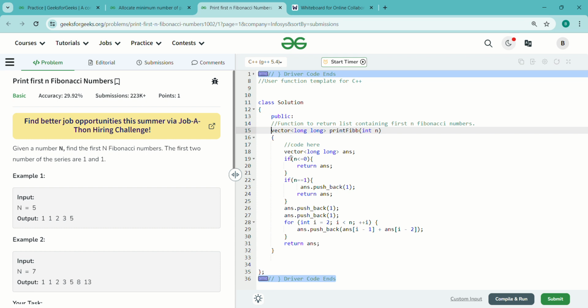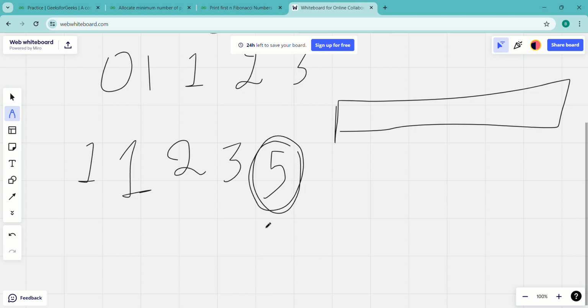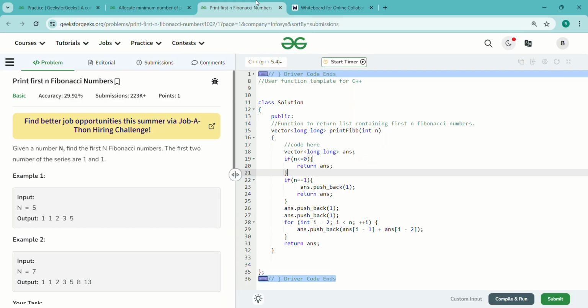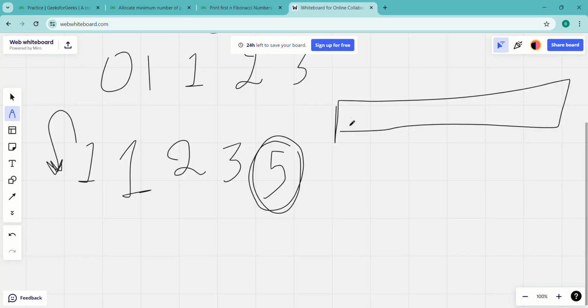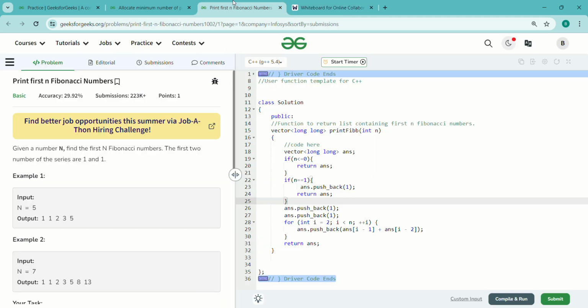Now if the integer that is given to us is less than 0, we will simply return this empty vector, because below 0 we have no series, as the question is stating that the first two numbers will be 1. Similarly, if n is equal to 1, we will write 1 in the answer and we will return this.